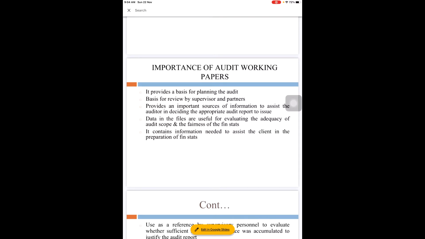And the next one will be data in the files are useful for evaluating the adequacy of audit scope and the fairness of the financial statement. It means that this file also consists of audit scope, the length and depth of coverage that you did in the audit work to come up with the report. It also contains information needed to assist the client in the preparation of the financial statement. So if we have found some improvement that we want them to make effective, we also have to state it in this working paper.